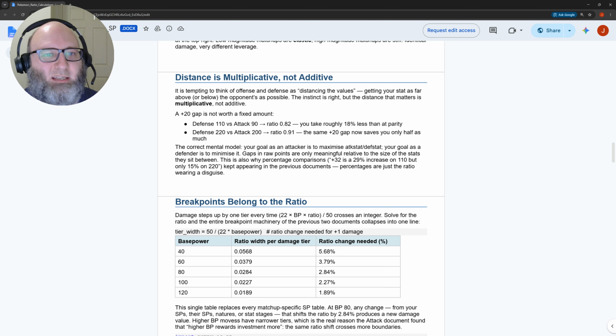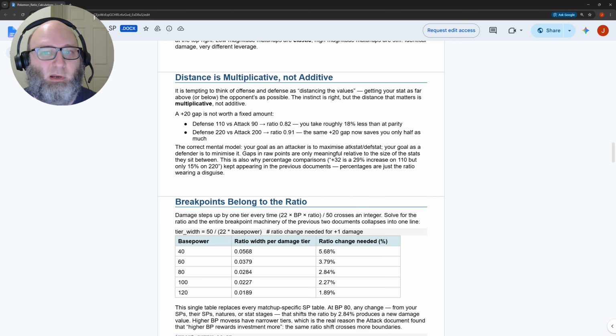So a +20 gap is not worth a fixed amount. So again, we've got our defense 100 versus attack 90. So the ratio is 0.82. You take roughly 18% less than at parity. Compared to 220 versus attack 200, the ratio is 0.9.